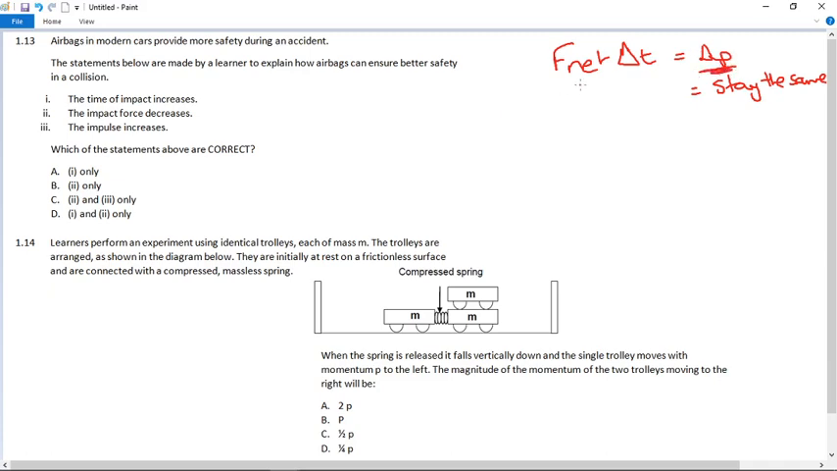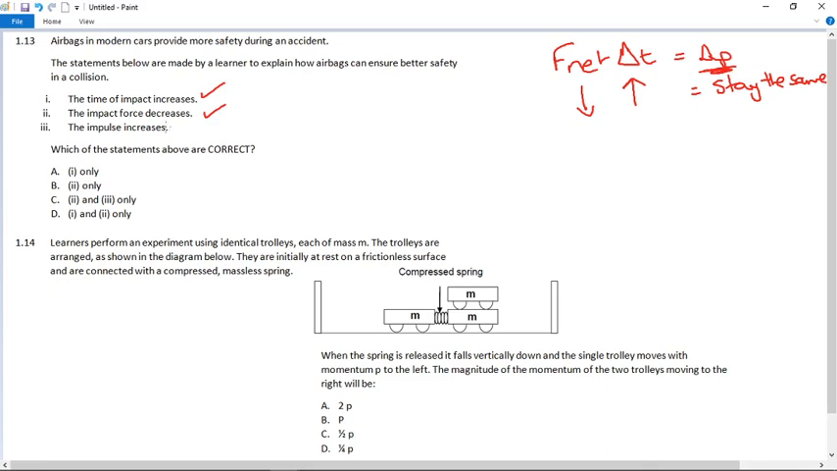So what is the airbag doing? The job of the airbag is to decrease the force by increasing the time of contact, because it takes you longer to get to 0 when your face hits the airbag. So how do they work? They increase the time of impact, yes. The impact force decreases, yes.